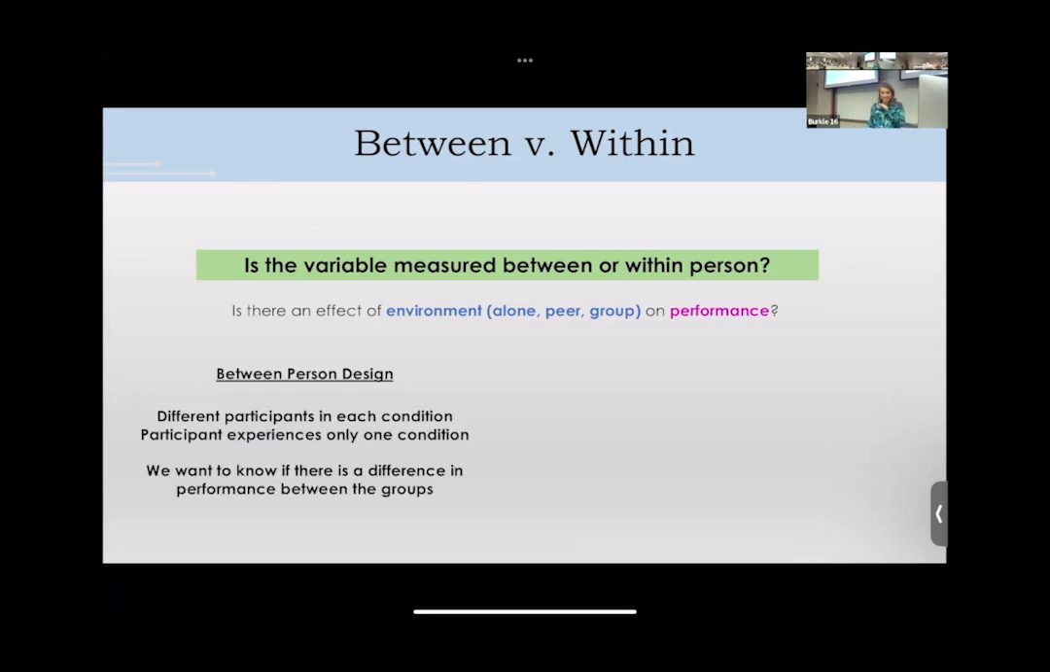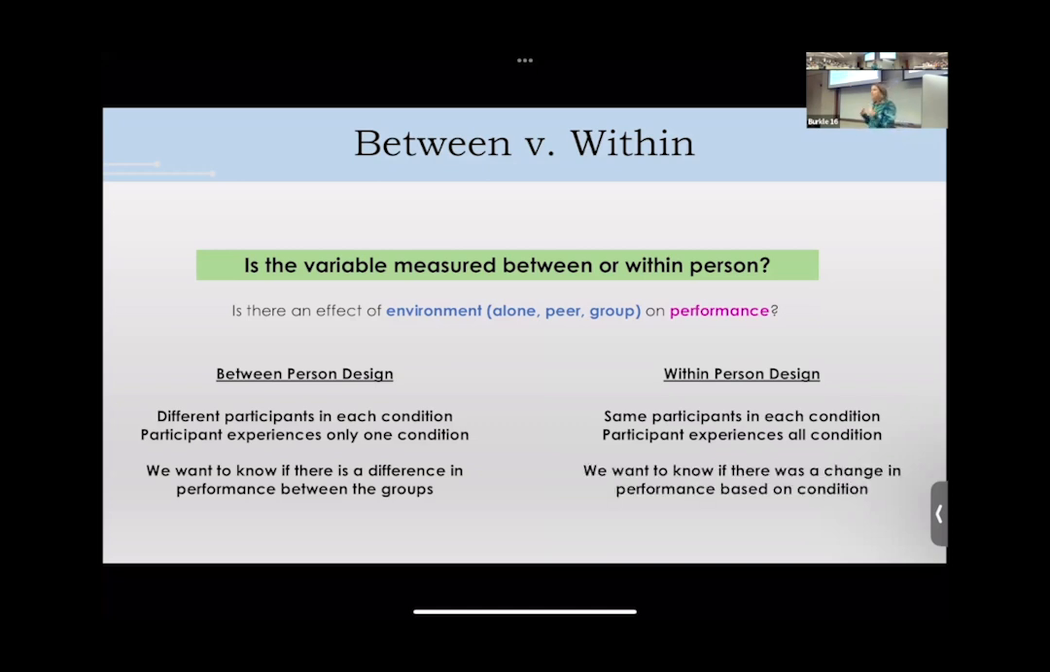We could also test this exact same question with a repeated measures design, or a within person design. In this case, we'd put the same people through each condition. Do a task by yourself, do a task with one other person in the room, do a task with a group in the room. The participant would experience all the conditions. And if we're being really specific, the question is a little different. We really want to know, was there a change in performance, or a difference in performance based on what condition the person was in? I like keeping that word change because it keeps us rooted in the same people.